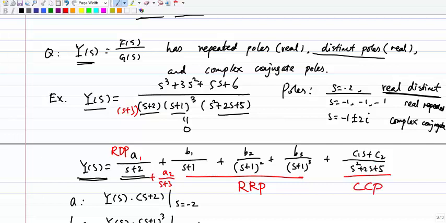Okay, so this is for the last one. You just use s squared plus 2 s plus 5. This is c1 s plus c2. Okay, this is for the three different cases.